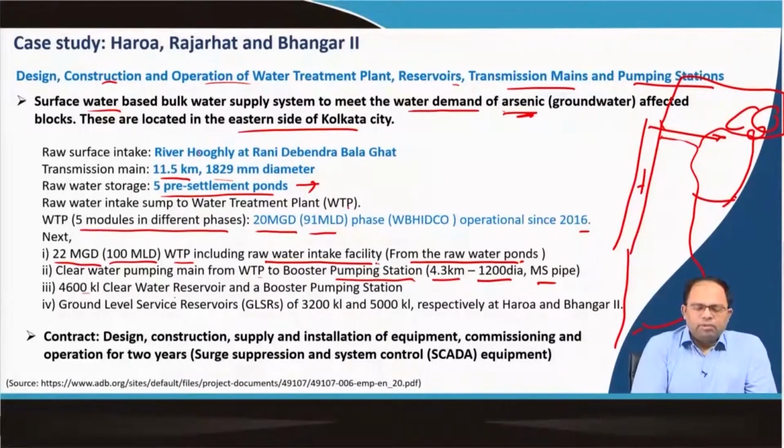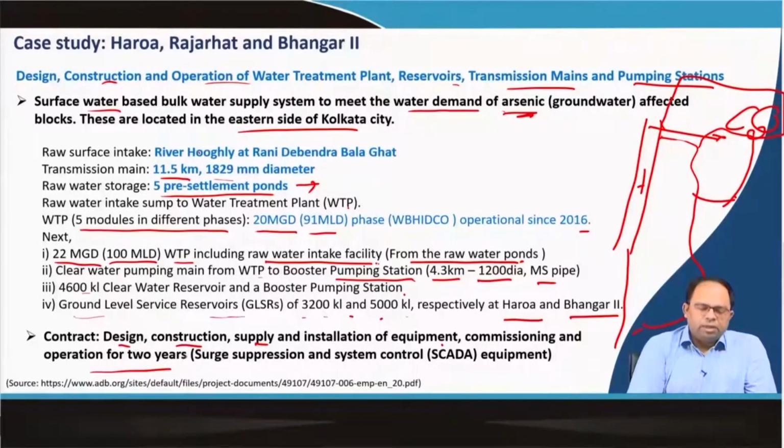A 600 kiloliter clear water reservoir and a booster pumping station were also constructed. Ground level service reservoirs of 3200 kiloliter and 5000 kiloliter were also constructed at Haroa and Bhangat 2. So, there were actually 3 clear water reservoirs constructed. The entire contract, including design, construction, supply and installation of equipment, commissioning and operation for 2 years, was given to the agency.